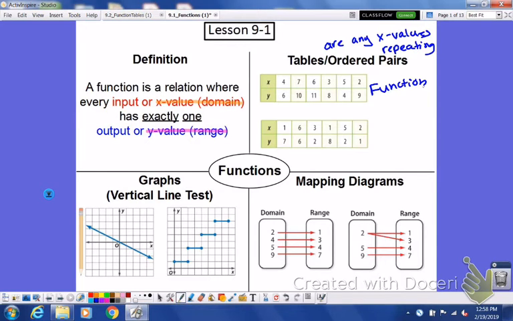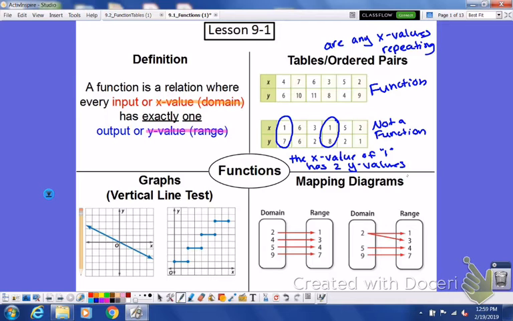If we look at our second example here, I have a 1, 6, 3, then I see I have another 1. So I have a 1, 7, and I have a 1, 8. So this is not a function because the x value of 1 has two y values. So it's not a function because the x value of 1 has two y values.